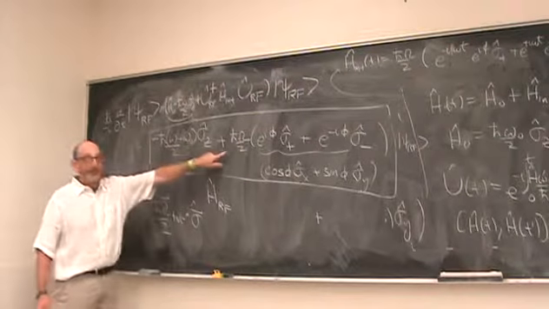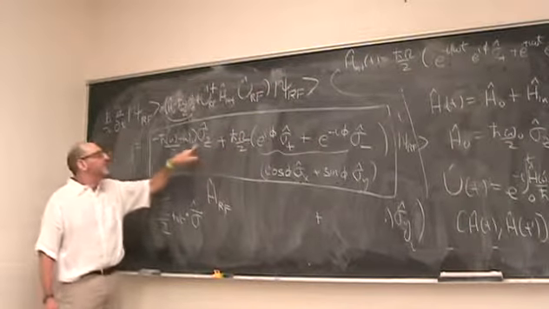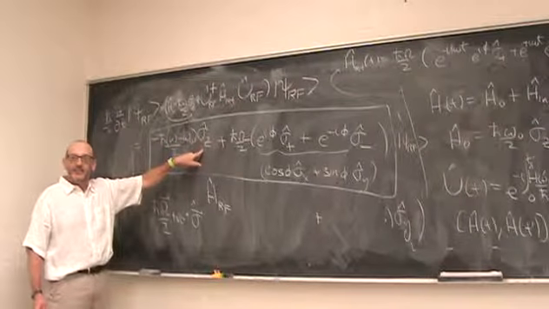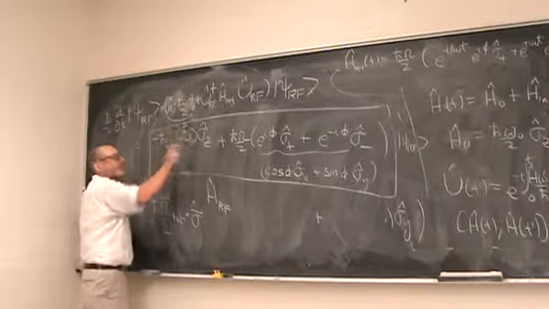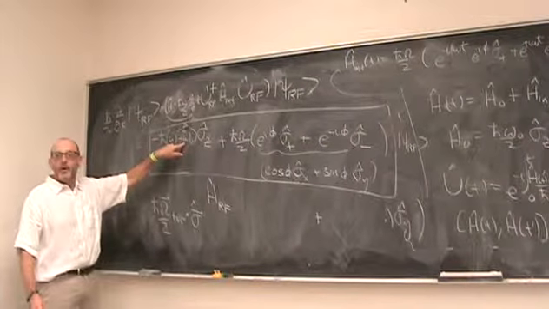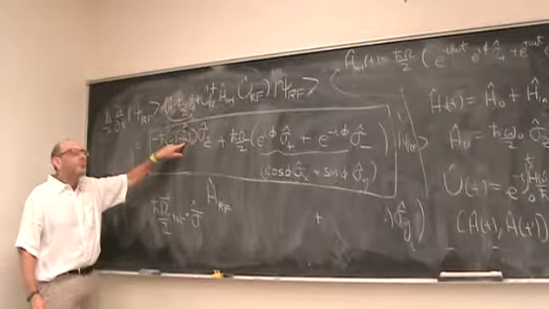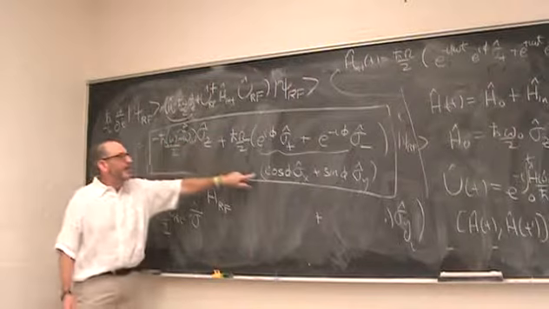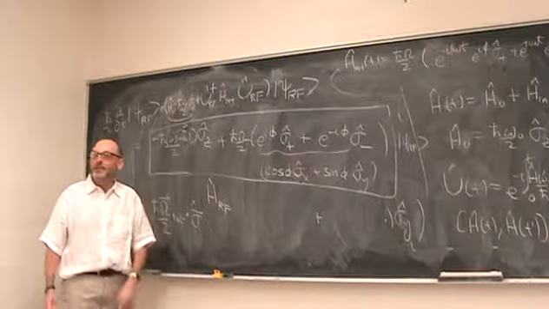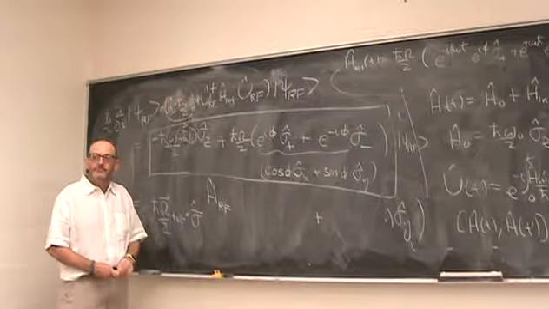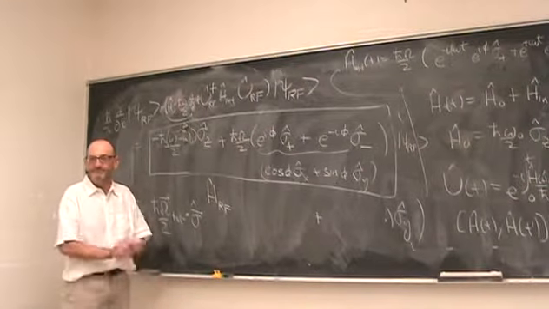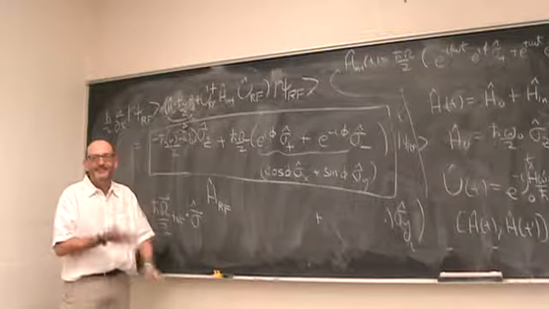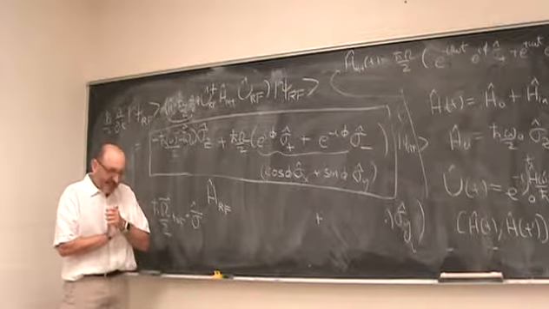When I'm off resonance, there's an additional effect which is related to the detuning: how far am I from resonance? But the net effect is a rotation around a static magnetic field. And we will pick that up next time. See you then.